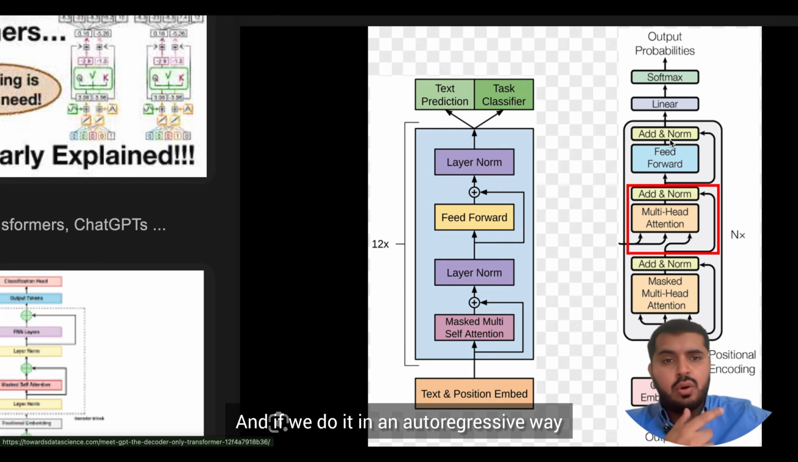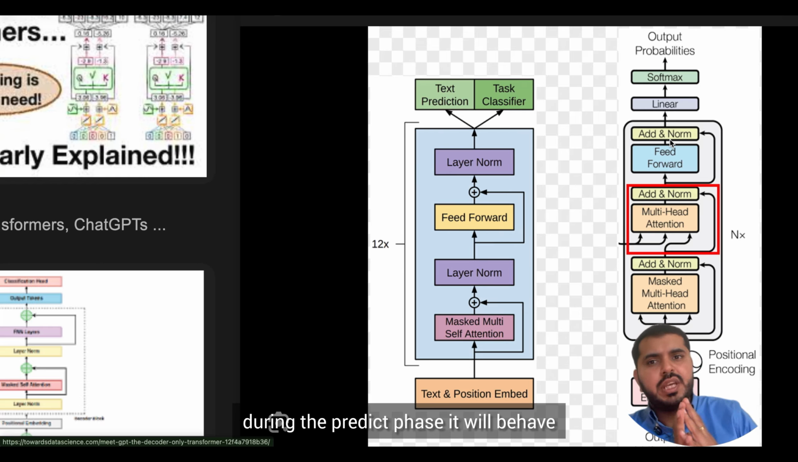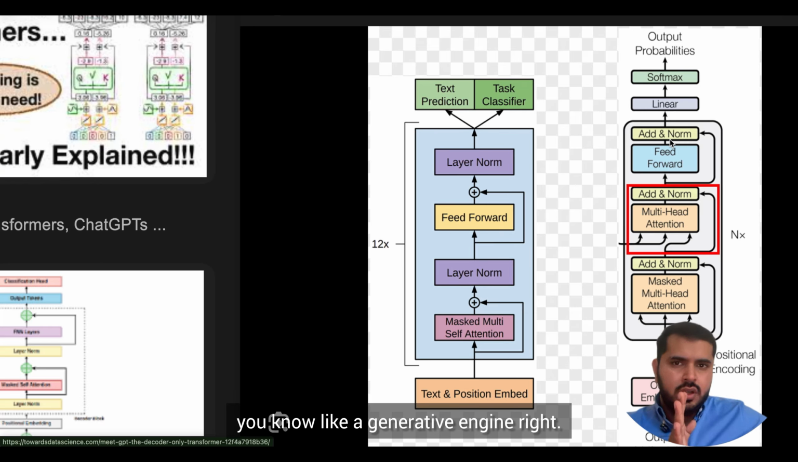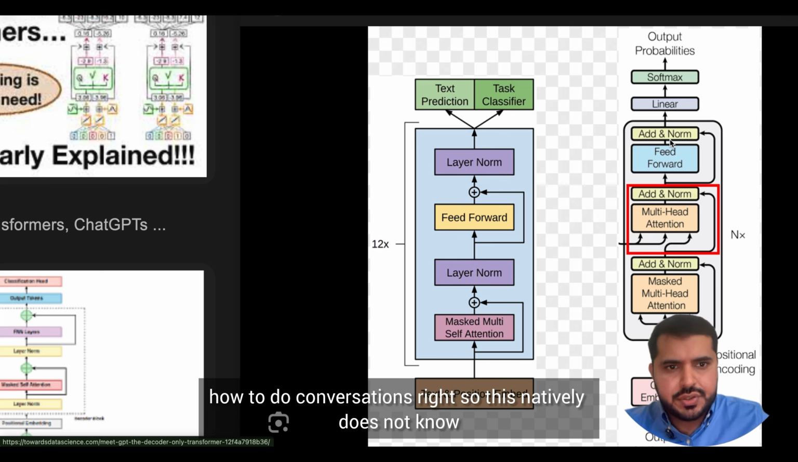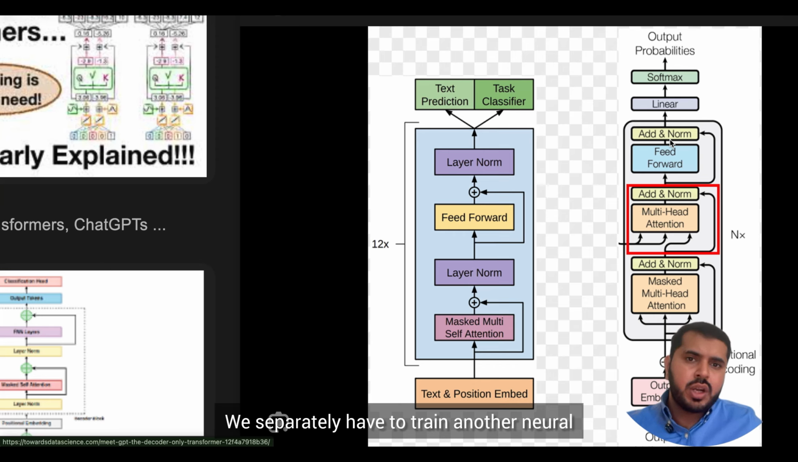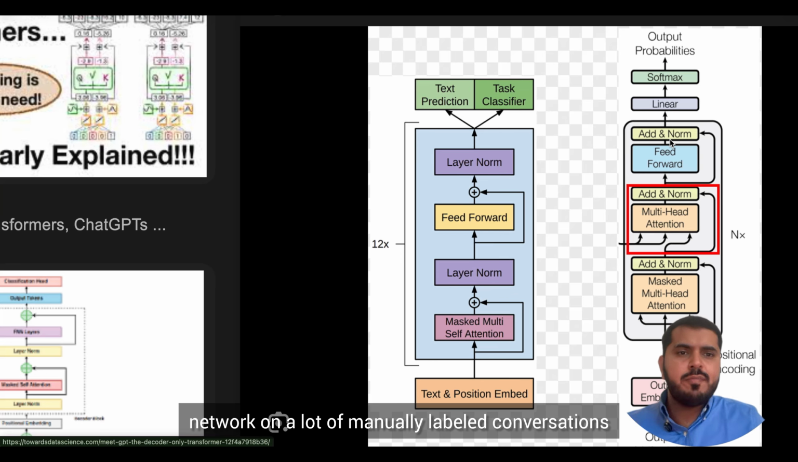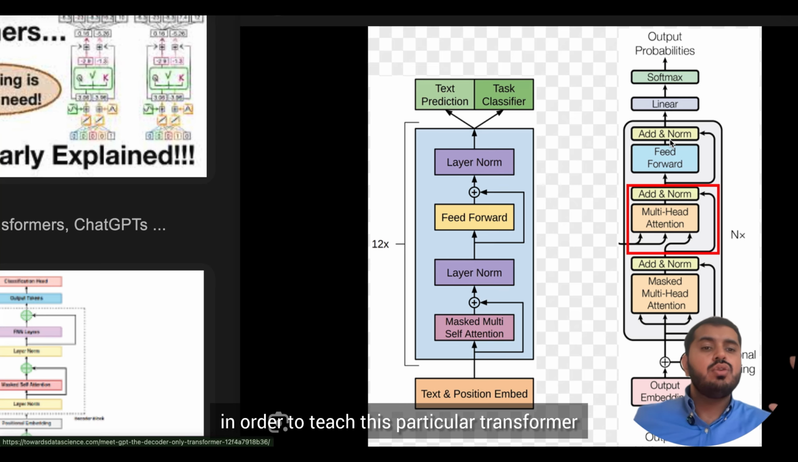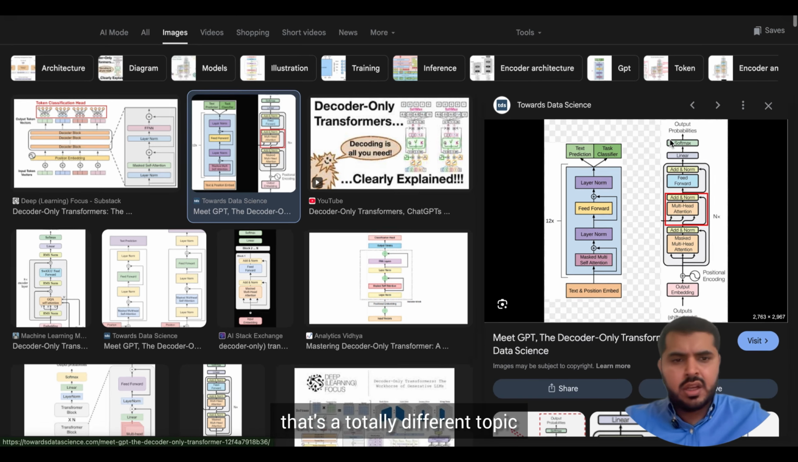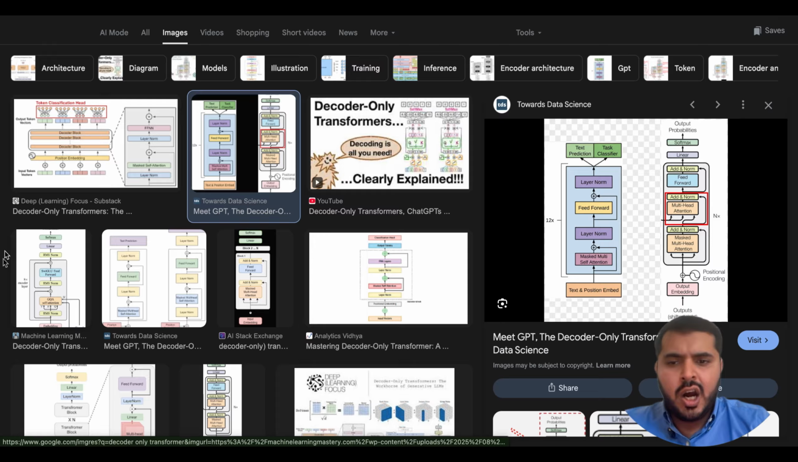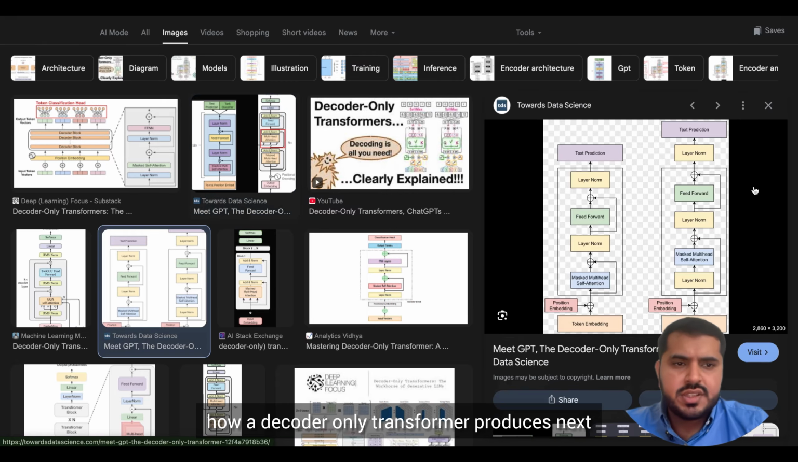And if we do it in an autoregressive way during the prediction phase, it will behave like a generative engine. Now, this natively does not know how to do conversations. It simply knows how to do next token prediction. We separately have to train it on a lot of manually labeled conversations in order to teach this transformer the idea of conversations. That's a totally different topic. But here, let's only understand how a decoder-only transformer produces next tokens.